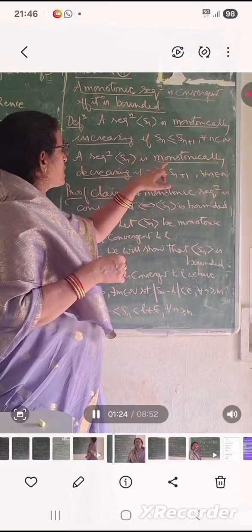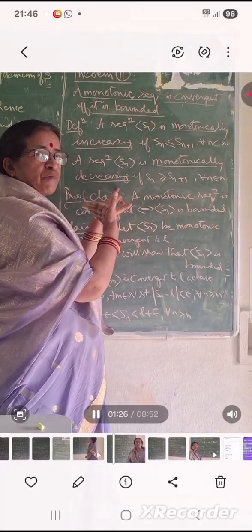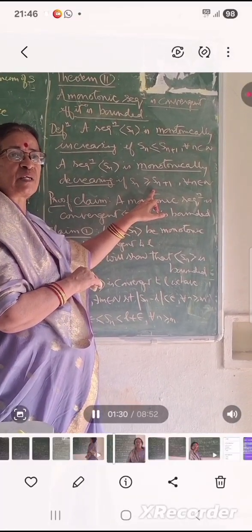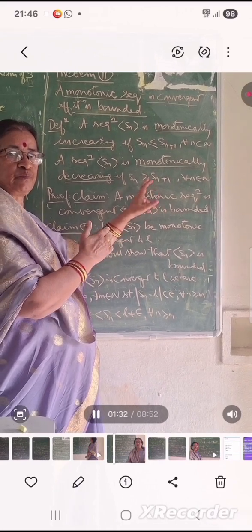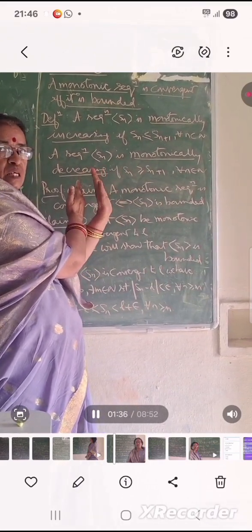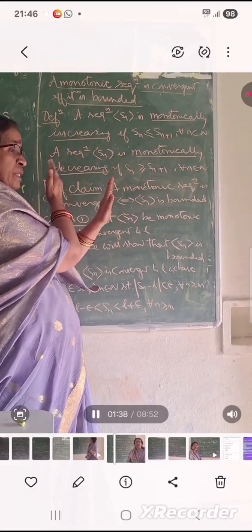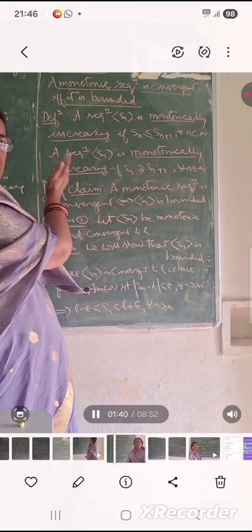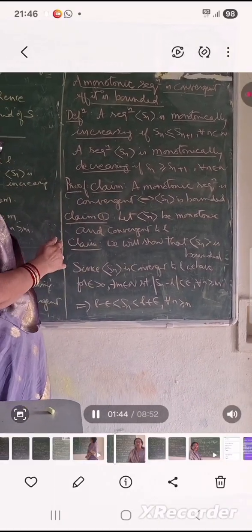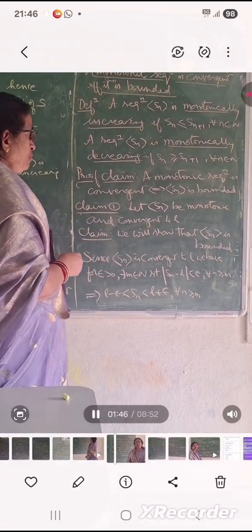A sequence Sn is said to be monotonically decreasing if Sn is greater than or equal to Sn plus 1. That means S1 is greater than S2, S2 is greater than S3, S3 is greater than S4. That means the numbers move towards the left, towards the left.